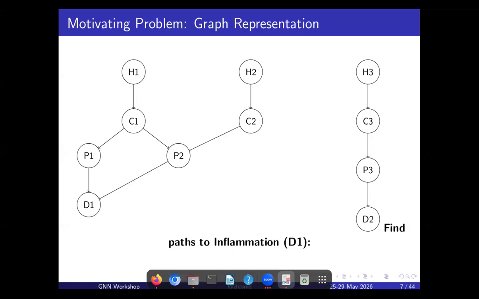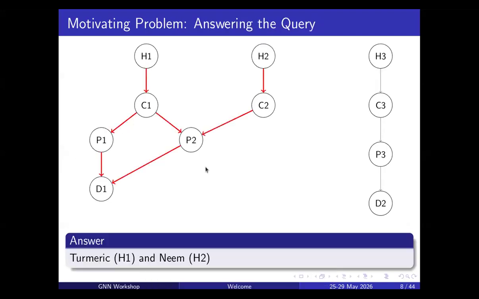Now, to answer the question, what is the question? Which are the inflammatory diseases, and which are the herbs that interact biologically with those diseases? You can track the path from herbs to the diseases. Your disease is D1. So from H1, you can find a path like this. From H1, you can find another path. From H2, you can find a path.